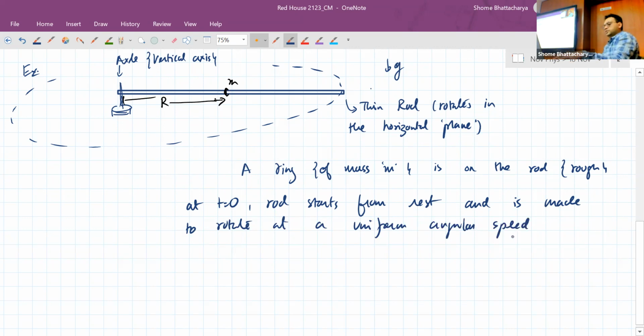Sorry, angular acceleration, starting from rest, but at a uniform angular acceleration alpha. Okay, so with that ring there in place like this, the rod starts to do this rotational motion, and whatever motor is attached to the axle, it's making sure that it gives uniform angular acceleration. So we have to find the contact forces which are acting on that ring.